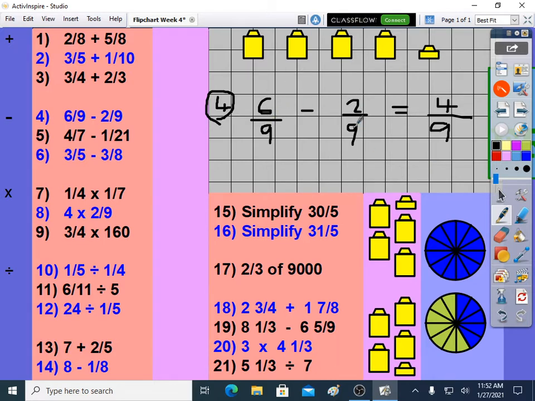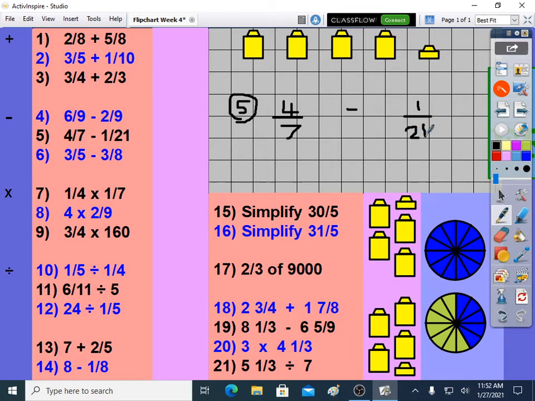So 6/9, take away 2/9 is 4/9. Make sure you don't take the denominators away. That was easy, number 4. Number 5 is much more difficult. You don't learn this till later in the junior school, a lot later, because it doesn't work when you first look at it. 4/7 minus 1/21. I don't even know how to say this. It's not a fraction you normally have to say, is it?